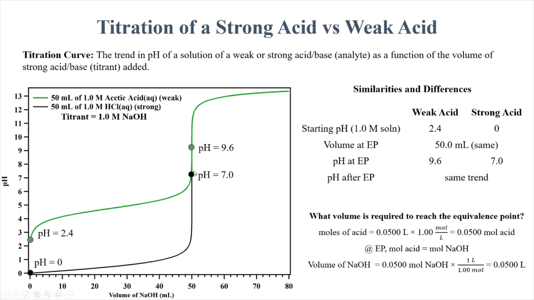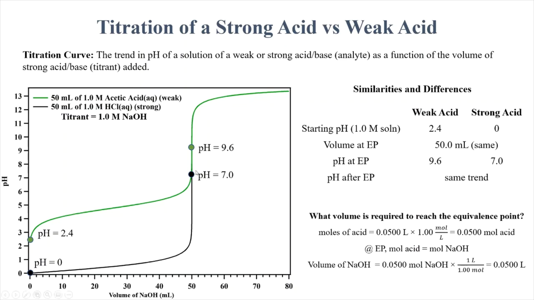And then what's really interesting is that once you get past the equivalence point, these two graphs overlay each other. There's no distinguishable difference between the weak acid and the strong acid. Now, experimentally, that is not always perfectly the case, meaning you may not get it perfect like this, but you will get something extremely close to this. The reason is that once we've neutralized the acid, and once we've neutralized the weak acid, we're now adding in a strong base. And that strong base is going to dominate the solution. NaOH is the strongest base in that solution at that point.